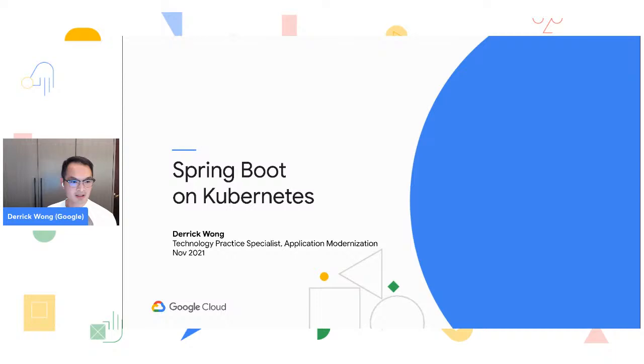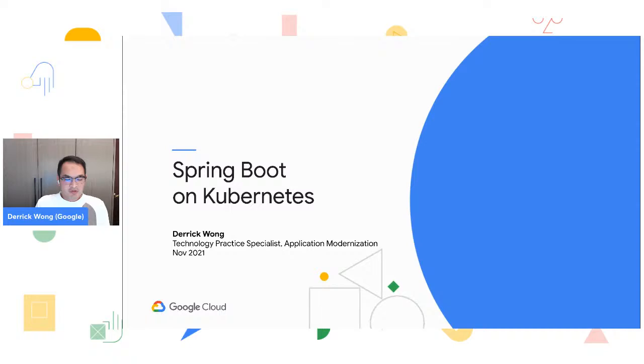I am the tech practice specialist, specialized in app modernization at Google. Today's topic is about Spring Boot applications on Kubernetes. The reason I came up with this topic is that if you're a Java developer building a new application, there is a very big chance that you're going to use Spring Boot. It is the most popular Java development framework. So I thought, why not talk about Spring Boot running on Kubernetes, because there are a few best practices and guidelines that I can provide.